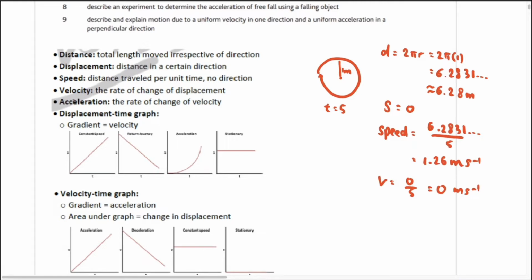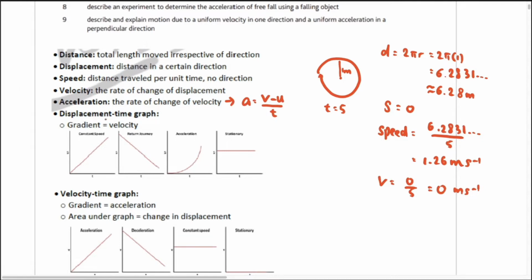Now we look at acceleration. The rate of change of velocity. So we have a formula. a equals (v minus u) over t. v minus u is the change of velocity, over time. So when you divide by time, it becomes a rate. Change of velocity over time. Okay, so this is the acceleration formula. We'll see more examples later.